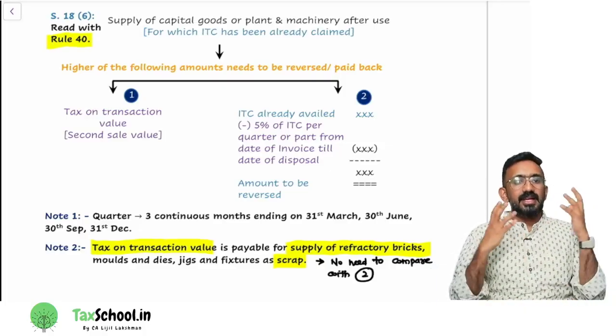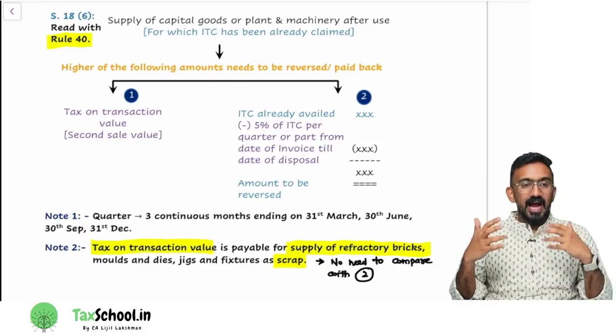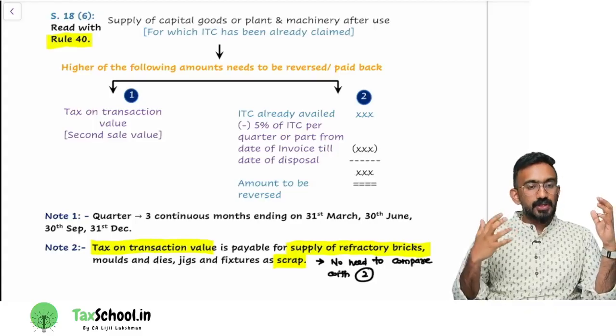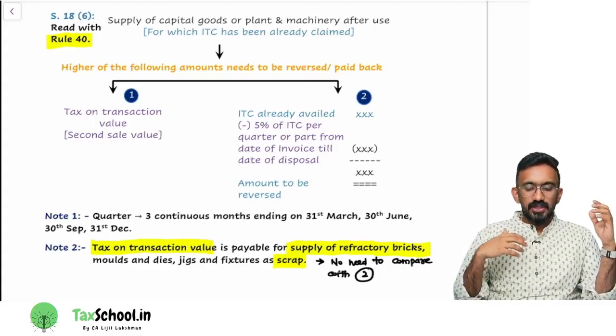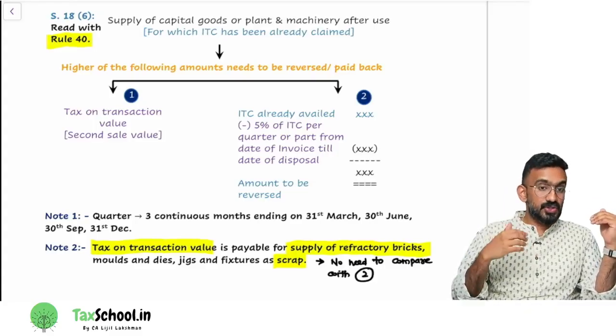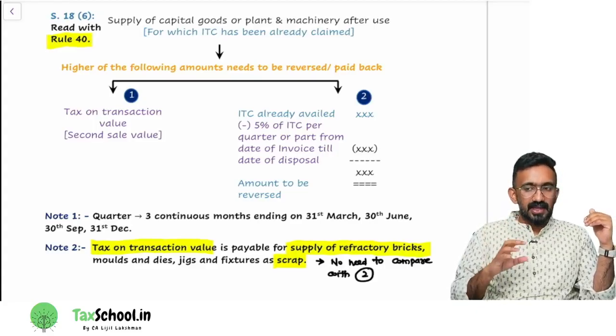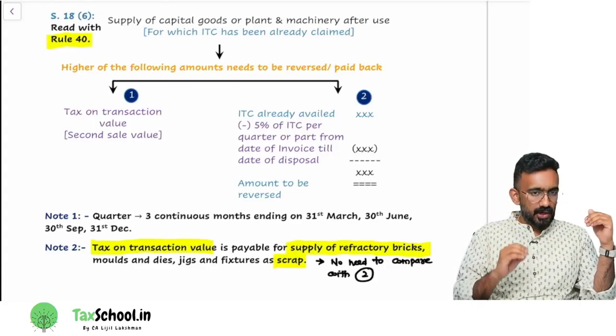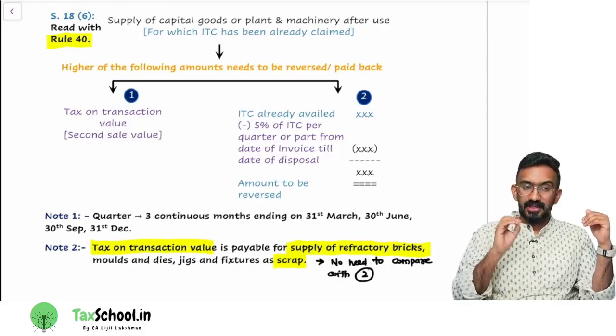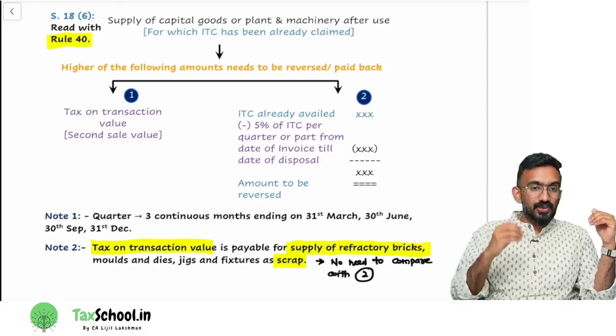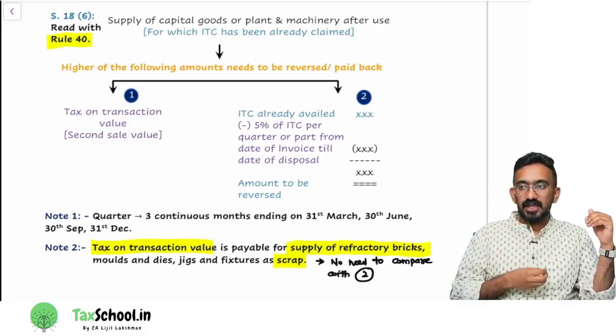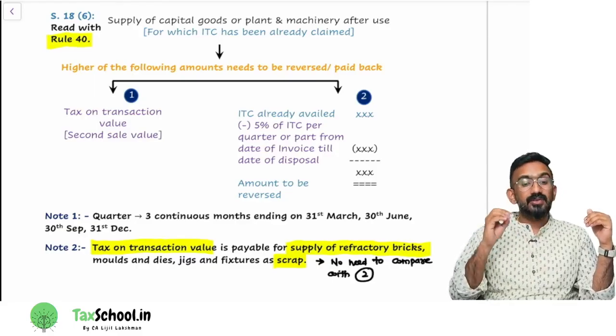So you have taken ITC on purchase of capital goods. After taking ITC, after using it for some time, what you have done? You have now transferred or sold this capital goods. They're saying that normally when you sell a product, you pay tax on transaction value. But that's not the case for capital goods. While purchasing, you have taken ITC. You are supposed to pay higher of the following amounts.